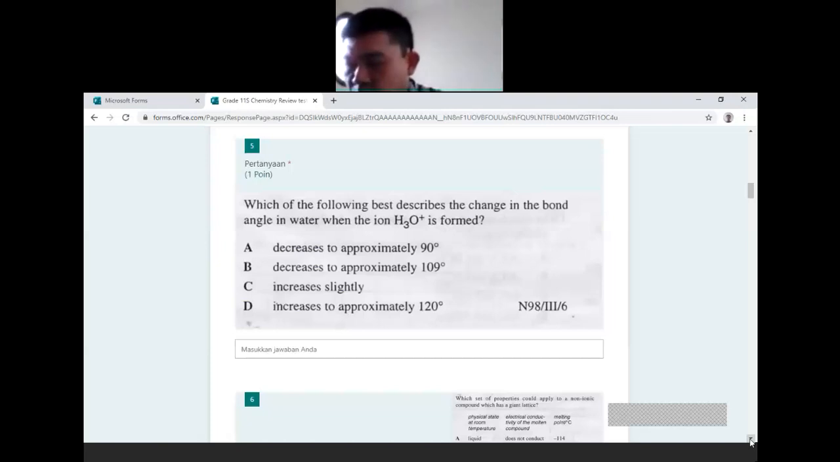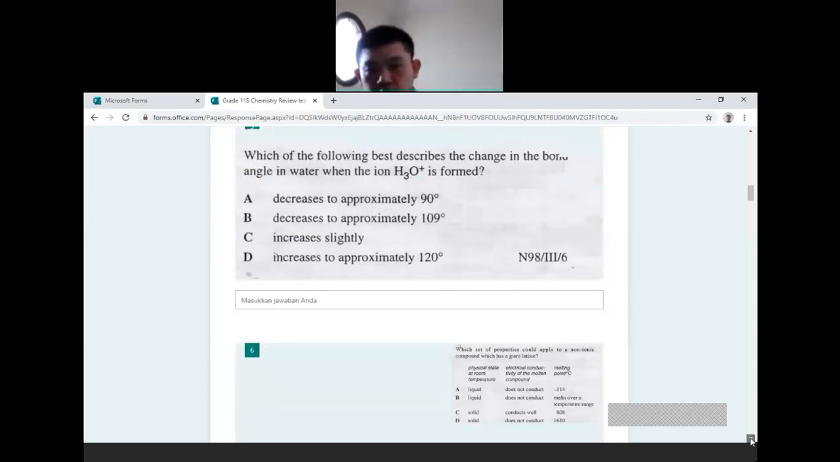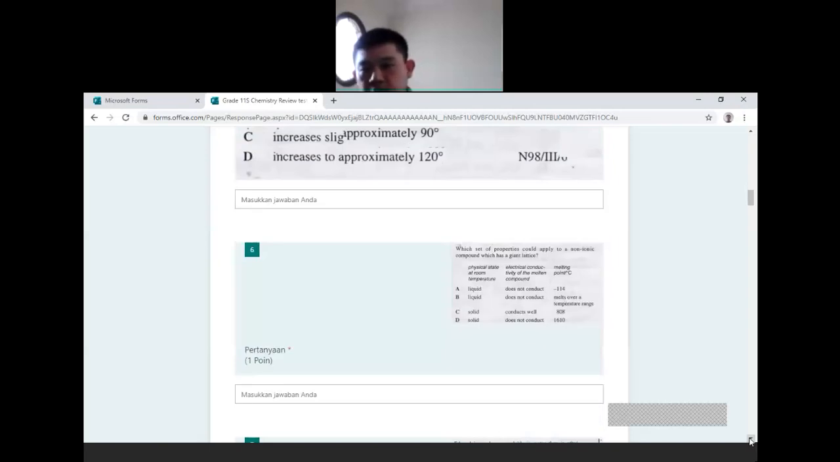And then for option A and option B, they are not the answer because the size of the bond angle does not decrease but increases. And then now let's continue to the next number.